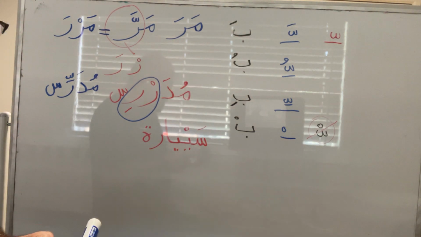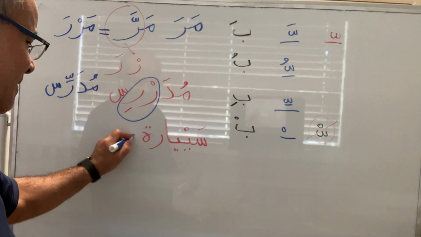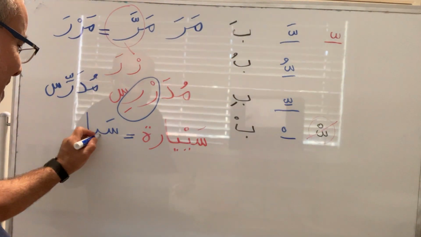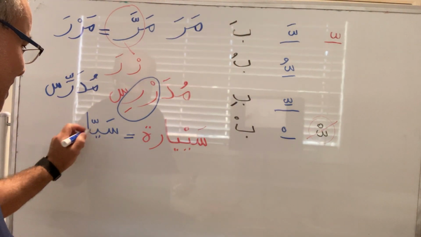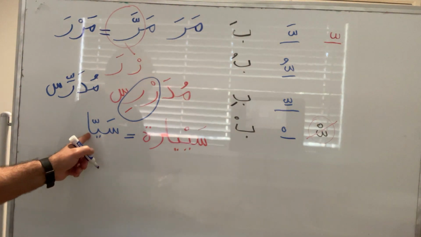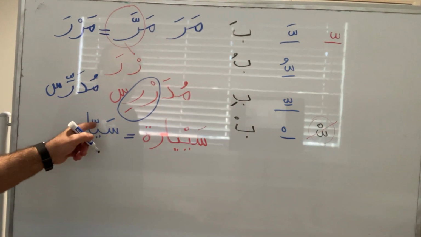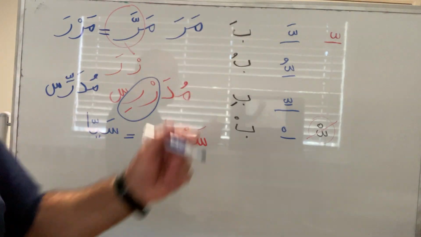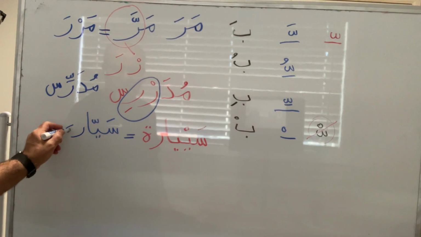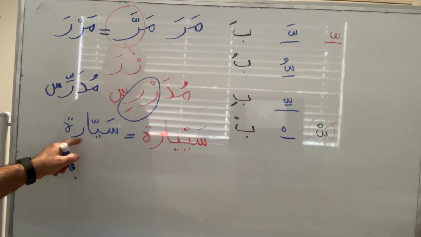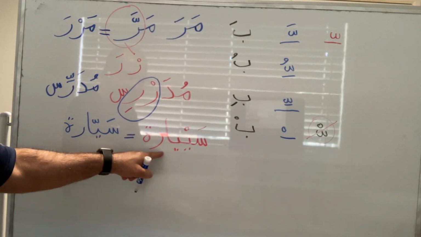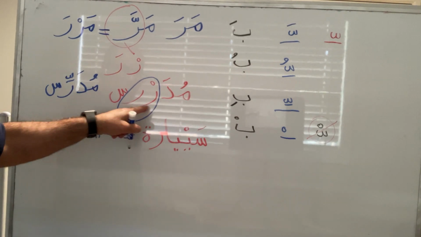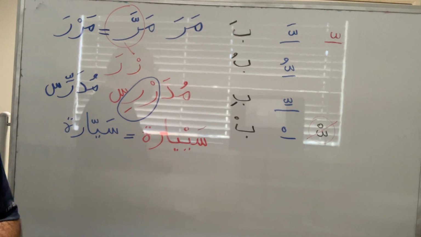But how do we write it? It should be like this. See sin with fatha. The ya will take a shadda and it's followed by a long a. So we don't need to put anything on the shadda because it's a long a. Ya. Then ra with ta marbuta. Sayyara. This is how we pronounce it. This is how we write it.